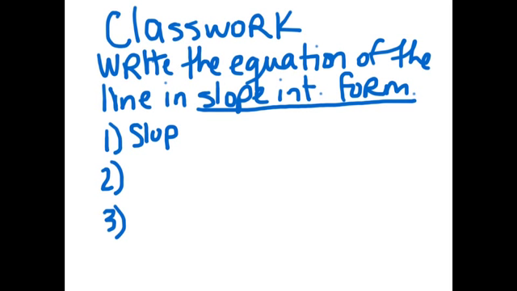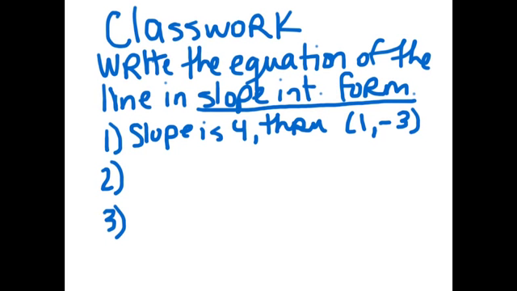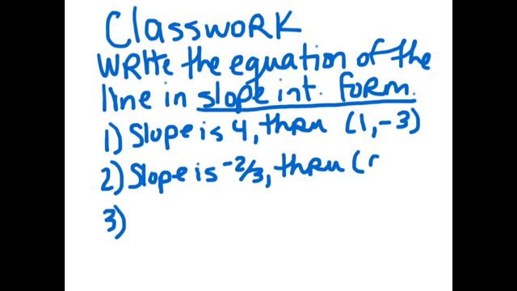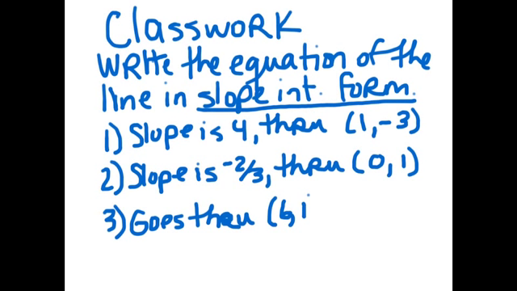Number 1, the slope is 4 and it goes through the point 1, -3. Your second problem is that the slope is -2/3 and it goes through the point 0, 1. And last, it's a line that goes through the points 6, 1, and 3, -2. Good luck.